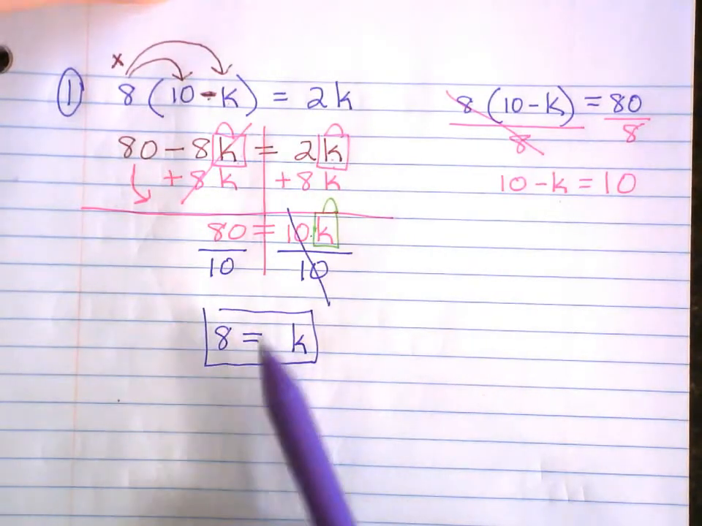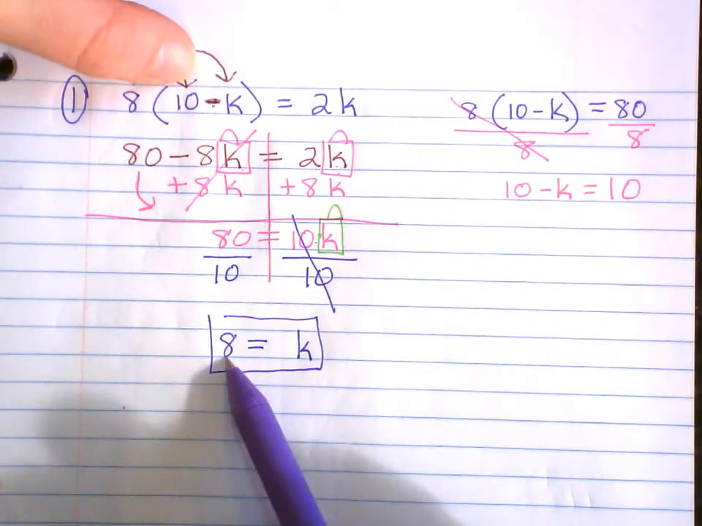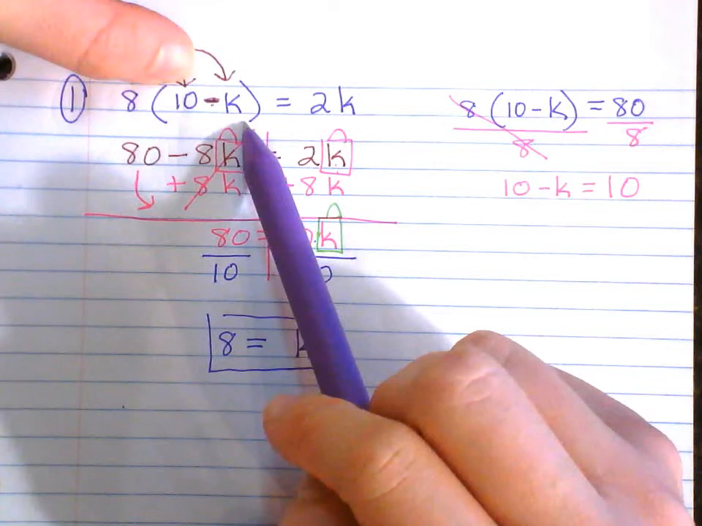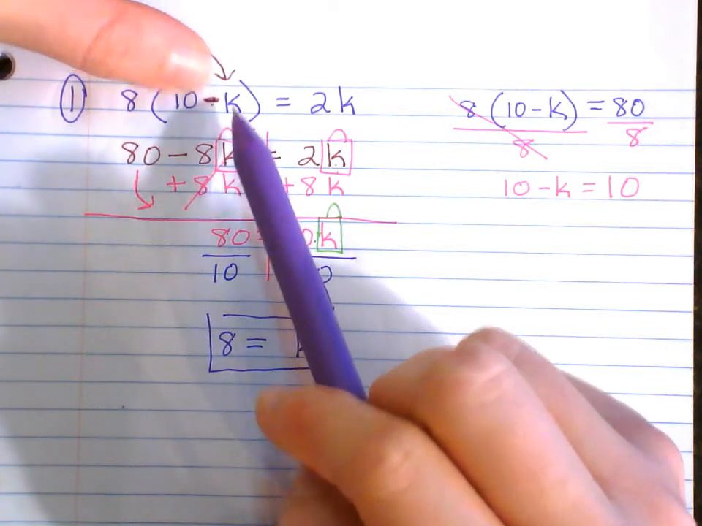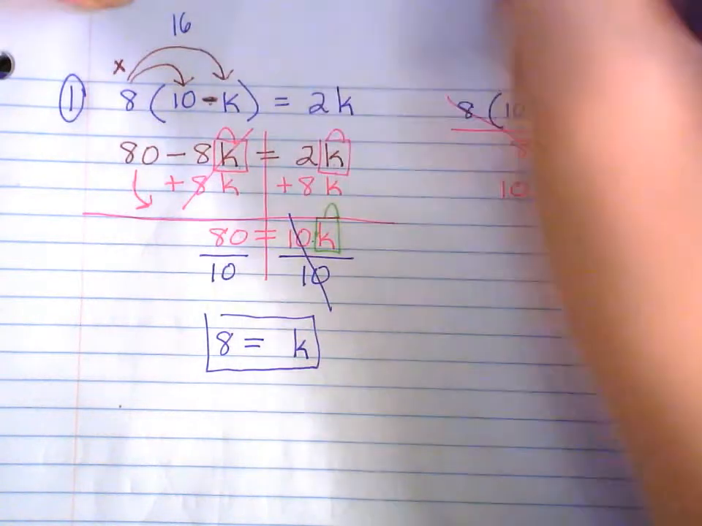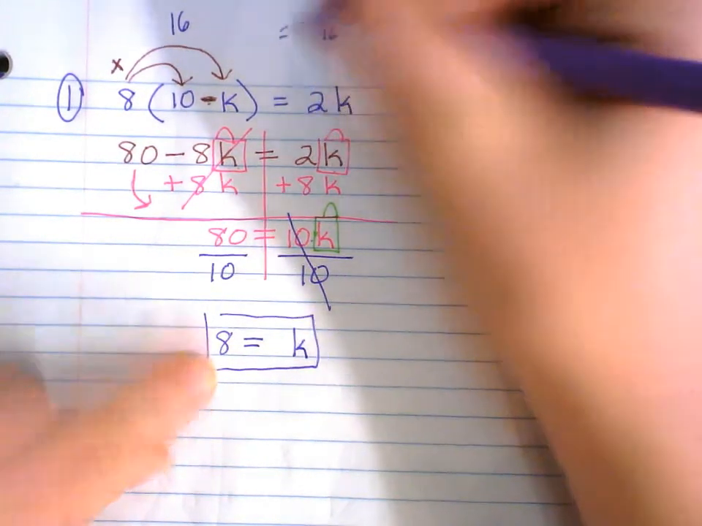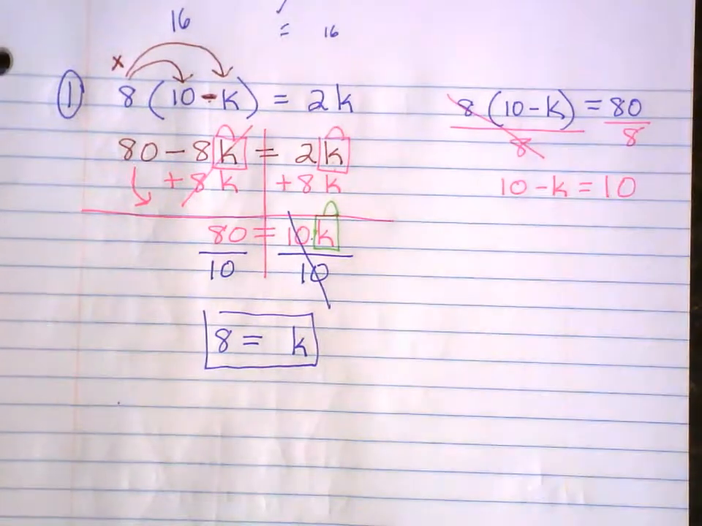Remember, guys, remember the commercial, plug it in, plug it in. Plug it in, check. 8 in for k. 10 minus 8 is 2. 2 times 8 is 16, so the left side is 16. 2 times k, so 2 times 8 is 16. They better equal each other, and they do. Good. All right, number 2.